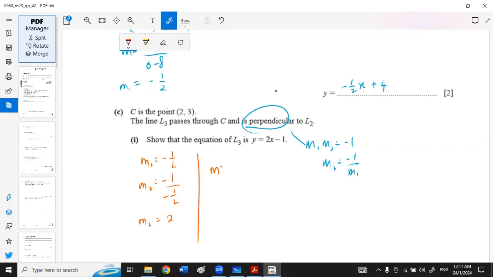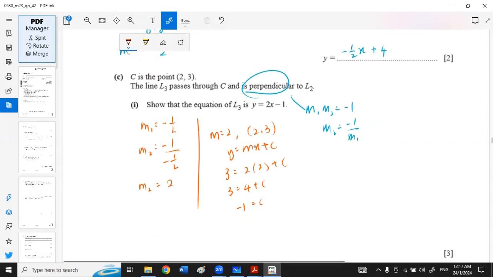So m equal to 2, passing through (2, 3). So you get y equal to mx plus c. y is 3 equal to m is 2, x is 2, plus c. 3 equal to 4 plus c. Therefore, your c should equal to negative 1. Therefore, the equation is y equal to 2x minus 1.